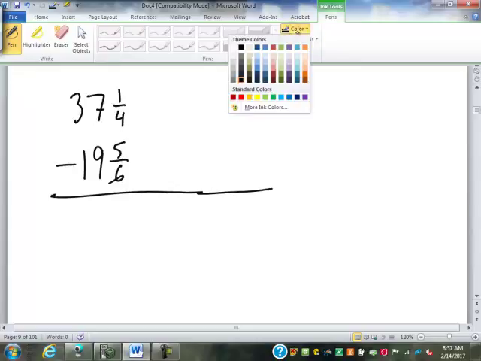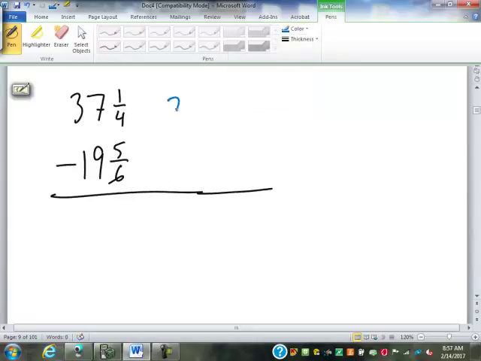37 and 1/4 minus 19 and 5/6. What is our common denominator going to be? 12. What's this going to become? 3/12. Good. 4 times 3, so 1 times 3. What's this going to become? 10/12. 6 times 2, so 5 times 2.